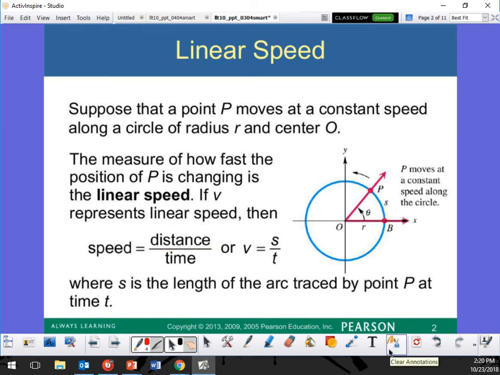All right, so linear speed. Linear speed is going to be the distance over time. The distance is going to be this S over time. How fast is it going there? Distance over time. Distance is the S value. Time is the T value. Speed is my V.